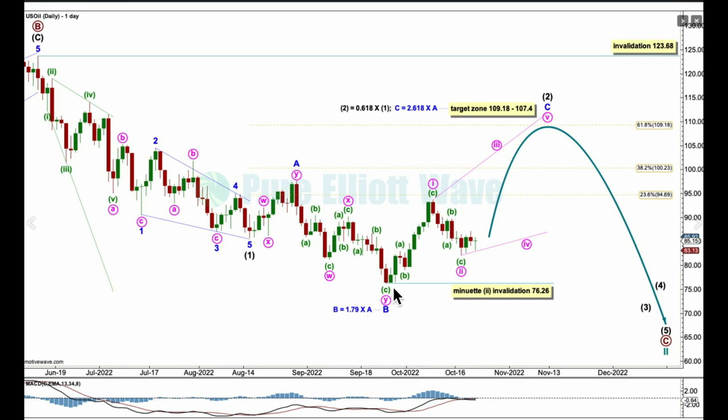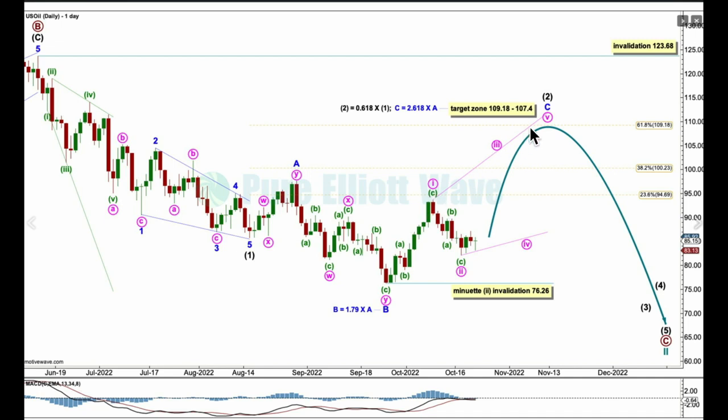the length of A. C would be extremely likely to move beyond the end of A, at least to avoid a truncation and a very rare running flat. I've changed the labelling of minor wave C this week from this low to this high. This upward movement looks like possibly a completed zigzag.